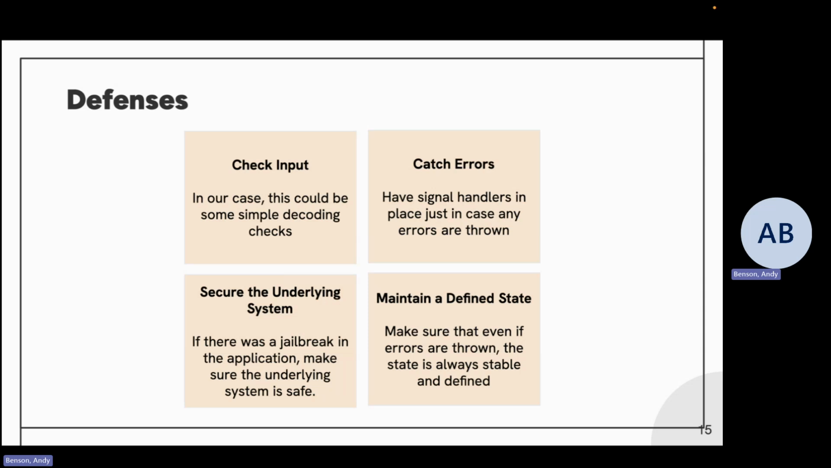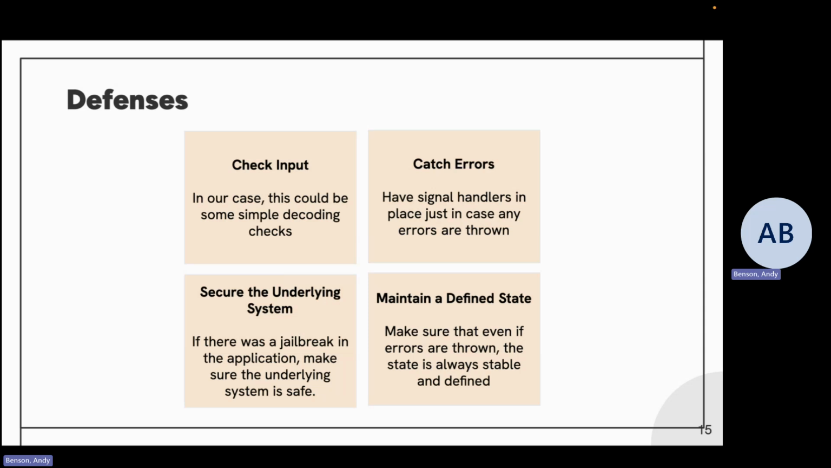But what you can do as a defense is to catch errors. So in our case, make sure the signal handlers are already implemented, and they will do things to keep your program in a state that you would expect. And building on that, you want to maintain a defined state. Ideally, your program doesn't crash and throw errors, but you want to have an idea that if that does happen, what state should your program be in? Should it start over? Should it gracefully exit? You want to have an idea of that and make sure the signal handlers act accordingly.